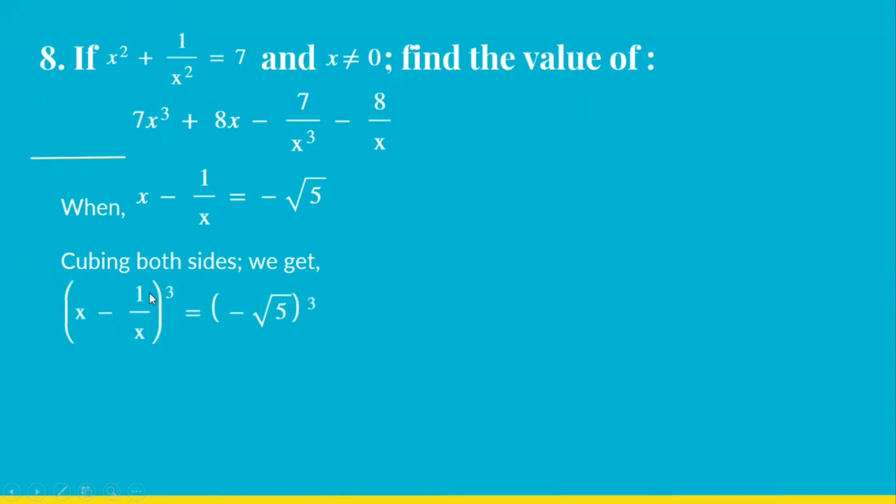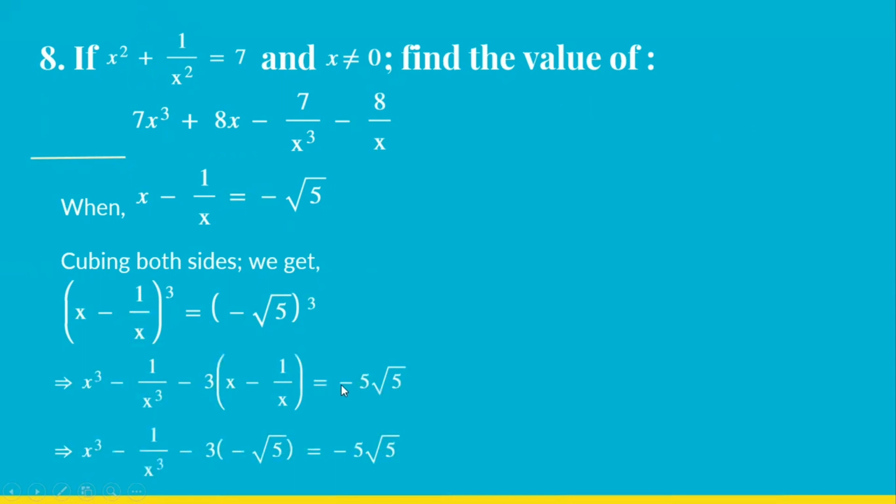So x minus 1 upon x the whole cube is x cube minus 1 upon x cube minus 3 in bracket x minus 1 upon x is equal to the cube of this, which is going to be minus 5 root 5. Okay. How did you get minus 5 root 5? So this is going to be minus root 5 into minus root 5 into minus root 5.